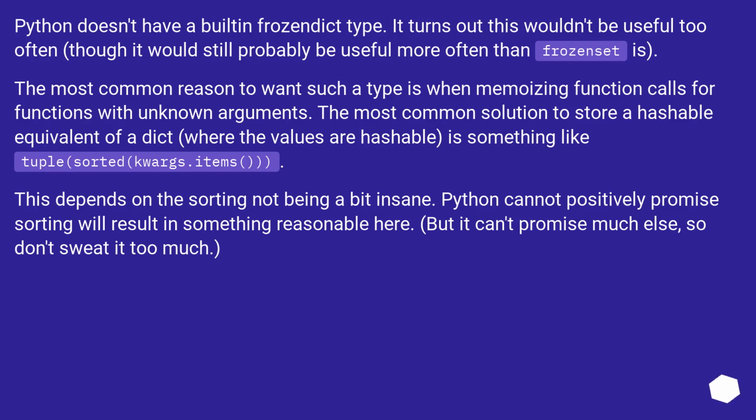Python doesn't have a built-in frozen dict type. It turns out this wouldn't be useful too often, though it would still probably be useful more often than frozenset is. The most common reason to want such a type is when memoizing function calls for functions with unknown arguments. The most common solution to store a hashable equivalent of a dict, where the values are hashable, is something like tuple(sorted(kwargs.items())). This depends on the sorting not being a bit insane. Python cannot positively promise sorting will result in something reasonable here. But it can't promise much else, so don't sweat it too much.